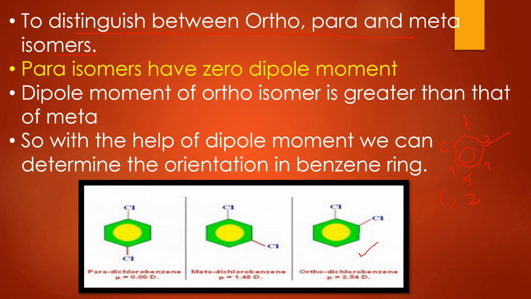So this is ortho dichlorobenzene, right? If the position of the bond is 1 and 3, then it is called meta. And if the position is like 1 and 4, then it is called para. So ortho, meta, para, three orientations are possible in the case of di-substituted benzene.